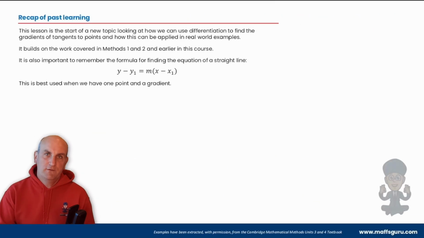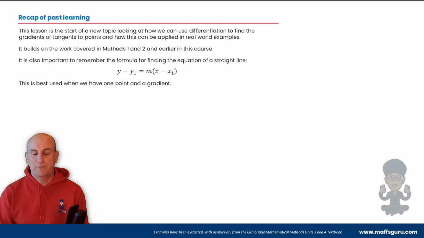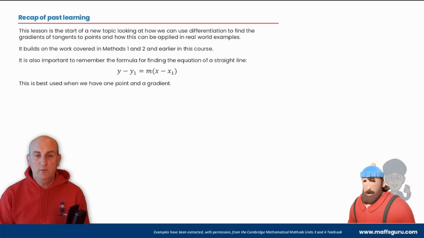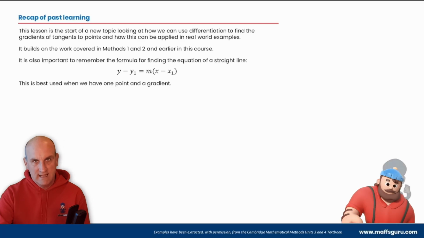Now, this is the first lesson of this section of the course, but it's building on all of the differentiation work we've done before. We know how to differentiate: you multiply by the power, take one off the power. We know how to do it from first principles. We know why we're doing it, because it's going to find the gradient of the tangent at a point. But what if we want to find the equation of a tangent or a normal?